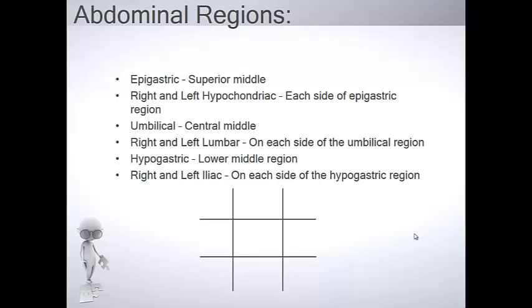The middlemost square is the umbilical region. This is where the belly button is. Above that is the epigastric region. Below the umbilical region is the hypogastric region. To the right of the umbilical region is the right lumbar region, and opposite that is the left lumbar region.